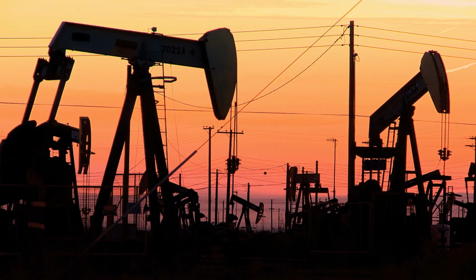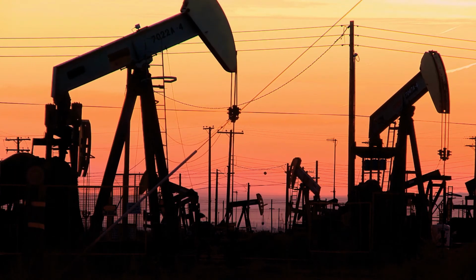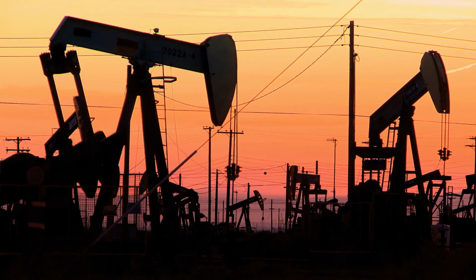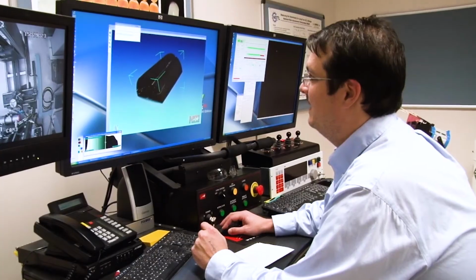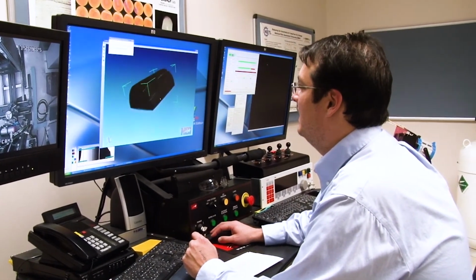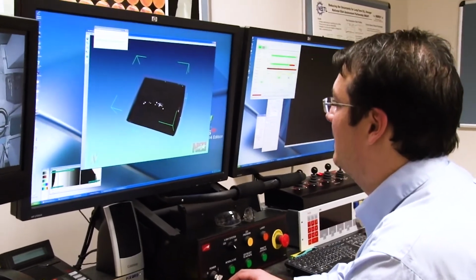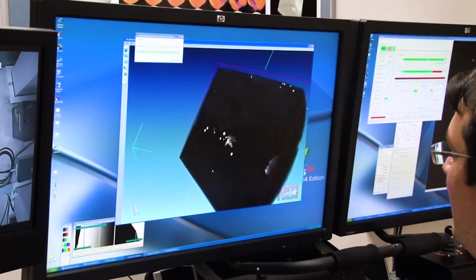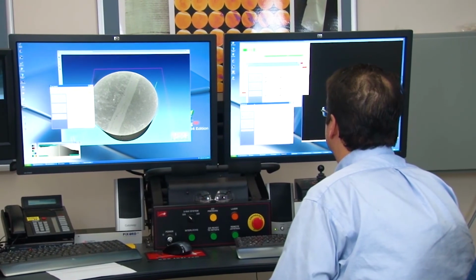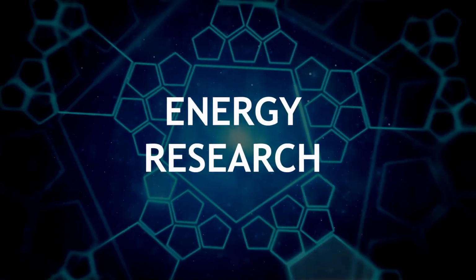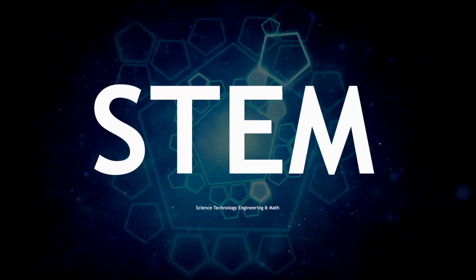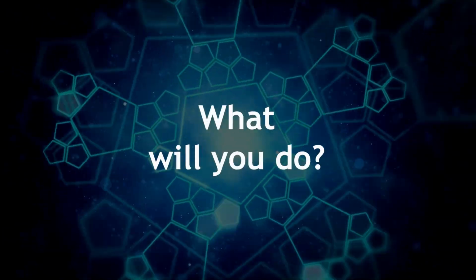Most of our energy comes from abundant, affordable fossil fuels. Using science, engineering, and a little bit of X-ray vision, the work of STEM superheroes like Dustin and other energy researchers is making sure we have the resources to power a nation and the technologies to use the resources efficiently. Energy research is one way to make a difference through STEM. So now, what will you do?